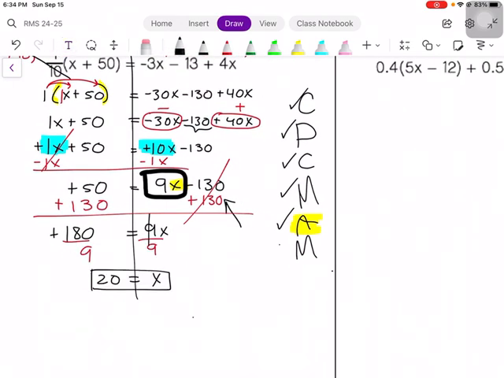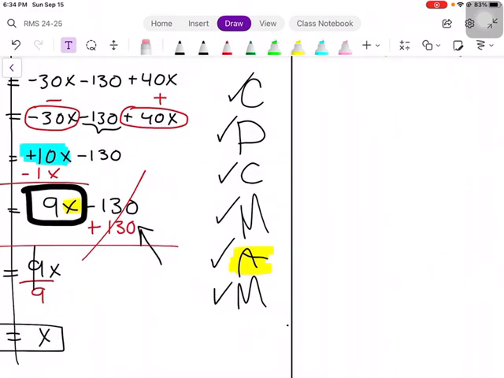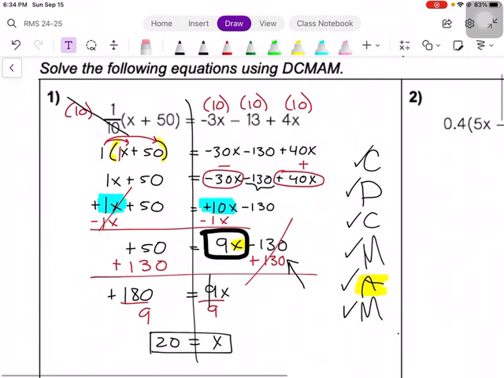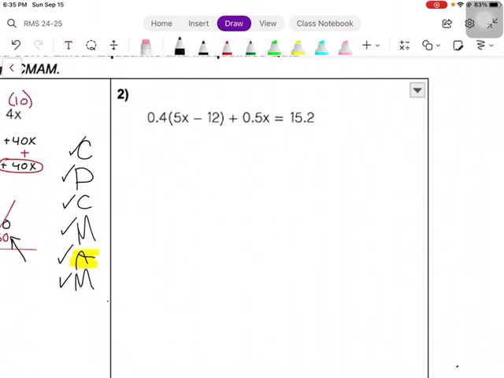Okay, so I think it's very important that you do write your CDC MAM, and you have your organizer that flips open and closed to remind yourself of what these steps mean and what they look like, because I gave you examples in your flip book. Okay, so just a look at that. Now take a look at number 2. I'm going to do the same exact thing. I'm going to write my CDC MAM.